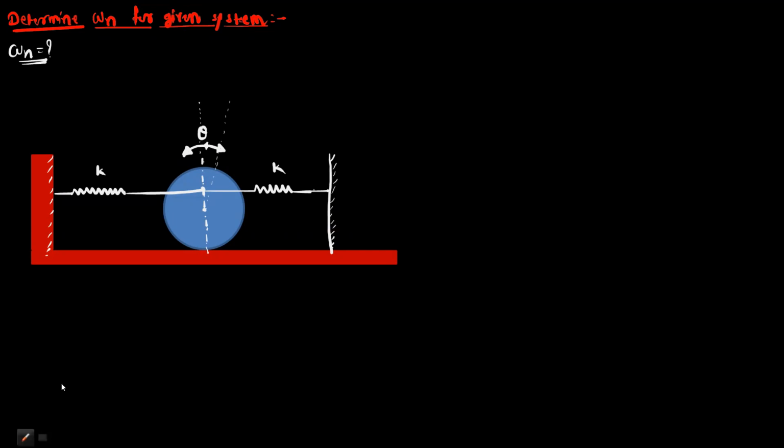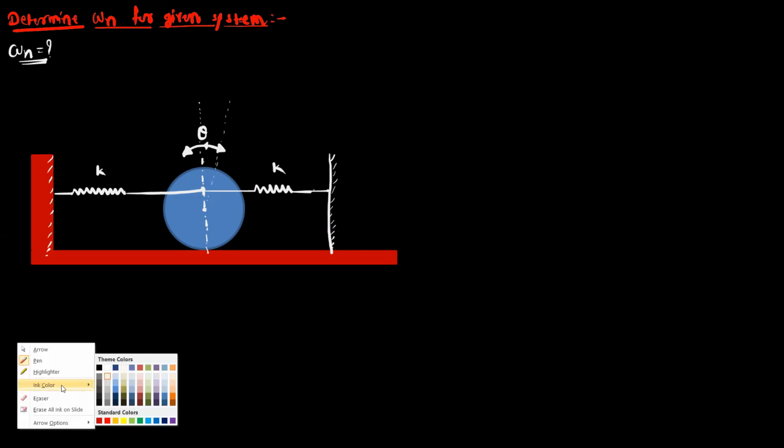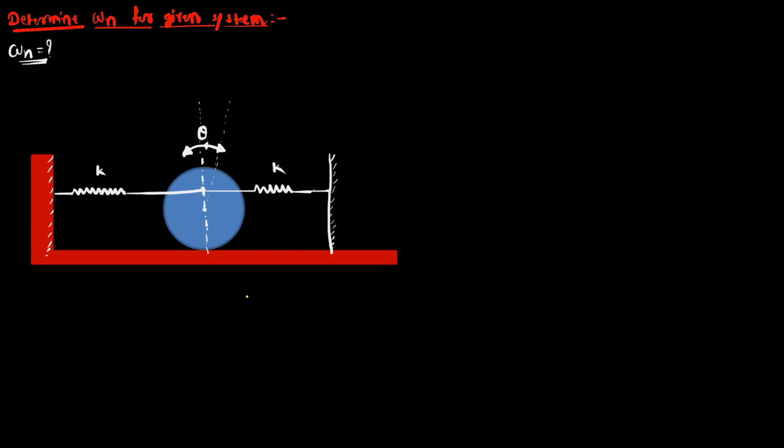So now we will try to solve this problem by both the methods. One is Newton's second law and second is the energy method. So first we will see how to solve this by using the energy method. For the energy method, we should find out its kinetic energy, that is, the kinetic energy of the total system, and the potential energy. Okay.